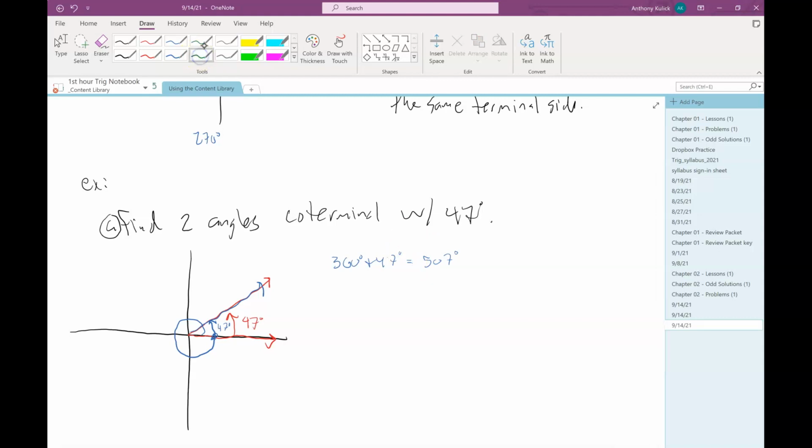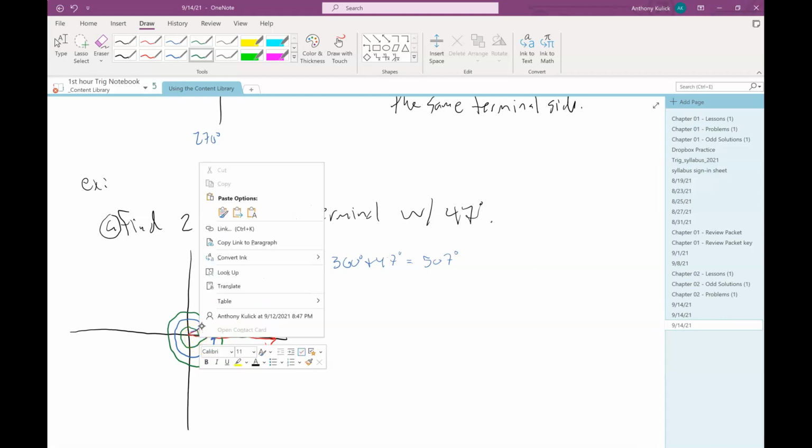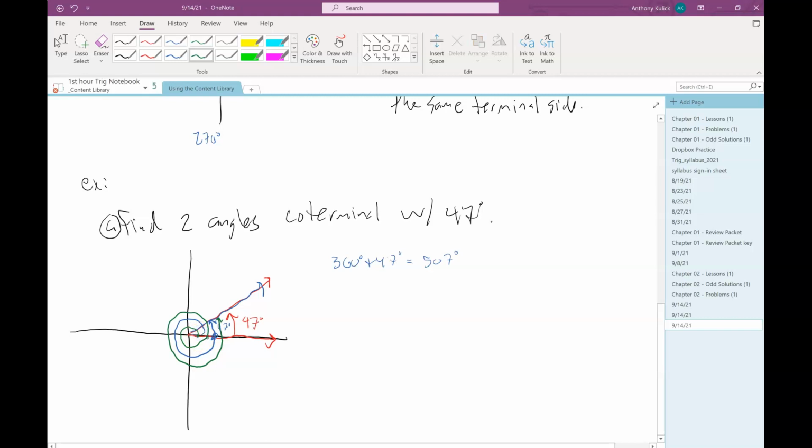But we could go around more than one time, right? So what if we start here, go around once, around twice, and then a third time, and then back to 47. So starting here and going to here was 360, one full rotation, and then starting here and going to here is another 360, one full rotation, and then from here to here is another 47.